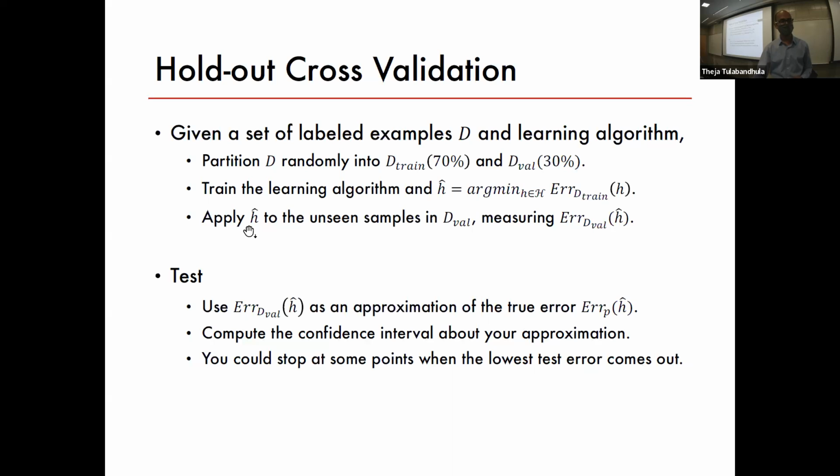Once we have H hat and D val, we can use these two to get a sense of how H hat performs on this validation data. The hope is that the error on D val of H hat is a proxy, an approximation, for the error over the true underlying distribution. So use this as an approximation for the true underlying distribution. So that's good.